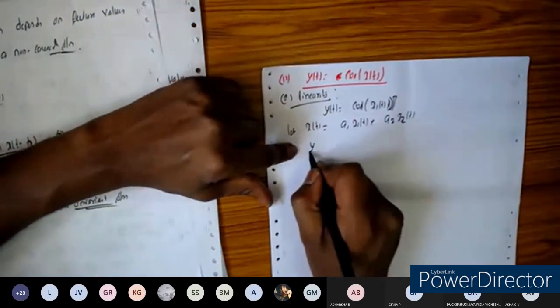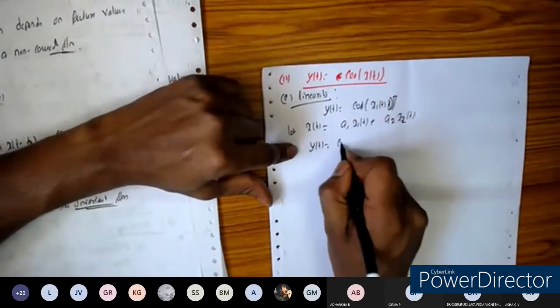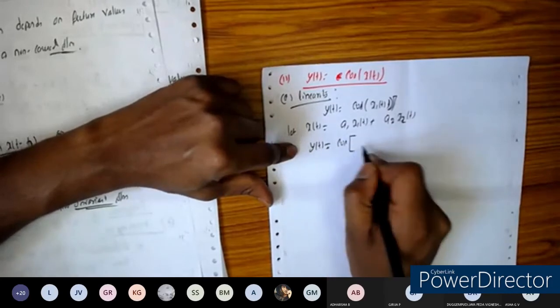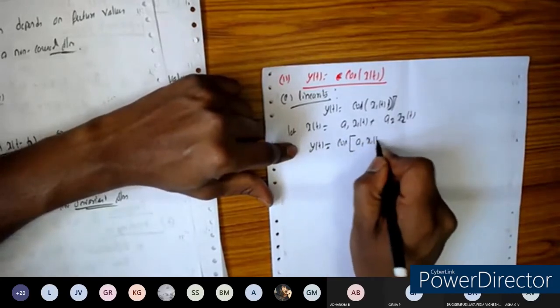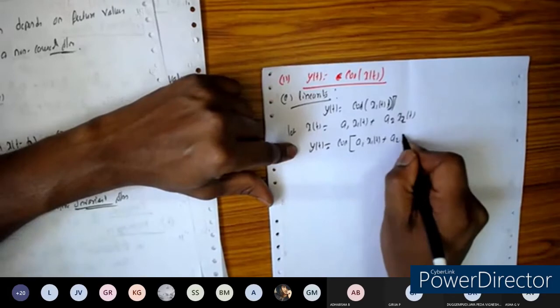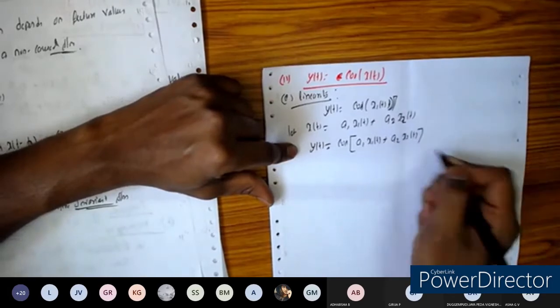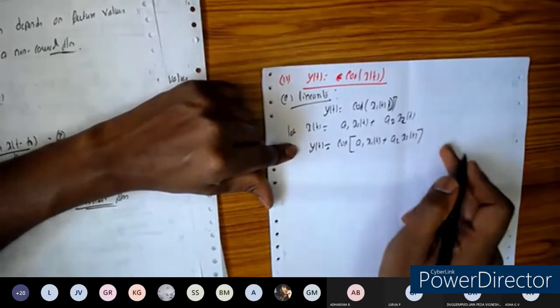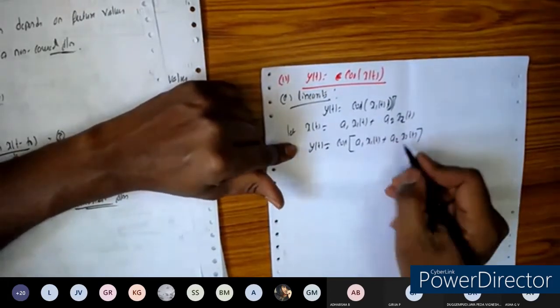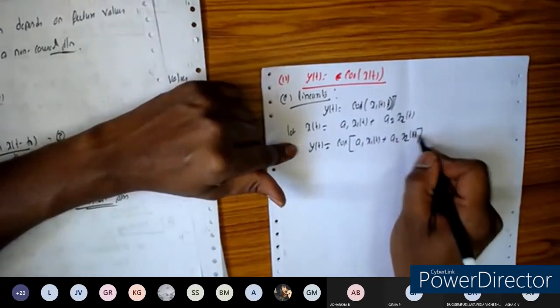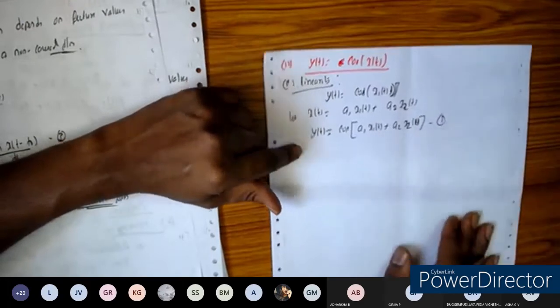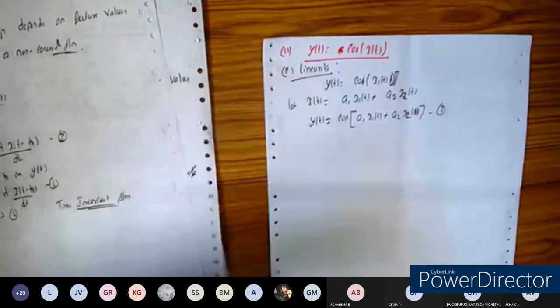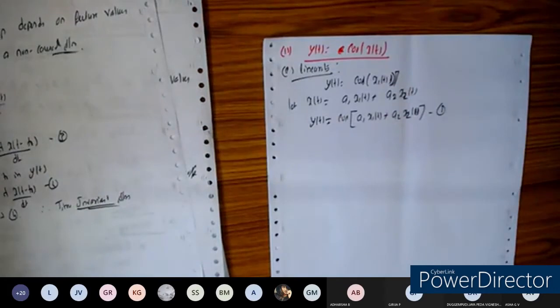Let us substitute here. So it has become y of t is equal to cos of a1 into x1 of t plus a2 into x2 of t. This is in the form of cos of a plus b, which expands to cos a cos b minus sin a sin b. We are not going to expand that here. We will just call this equation 1 and keep it like that only.